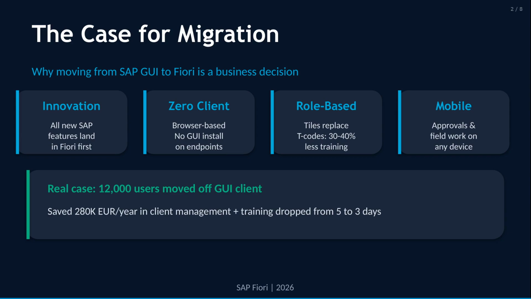Third, Fiori apps are role-based. Instead of memorizing T-codes, users see tiles relevant to their job. This reduces training time for new employees by an estimated 30 to 40%. Training time reduction percentage varies by organization and role complexity. Fourth, Fiori enables mobile access. Approvals, time entry, and inventory checks can happen on a tablet or phone, which is impossible with SAP GUI. The question is not whether to migrate, but how to do it efficiently.